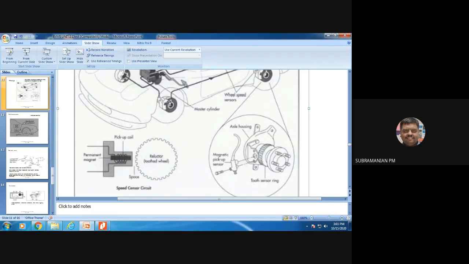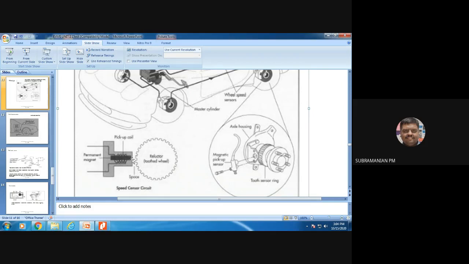So it will modify the brake pressure in the pipeline. It will modify the hydraulic pressure so that wheel locking is prevented, so that we will not have skidding, and the scrubbing of the tire will not take place. So stability also will be ensured. That is in the anti-lock braking system. So we are using the wheel sensor. Here, different types of wheel sensors we are going to discuss, and the wheel sensor working we are going to discuss.